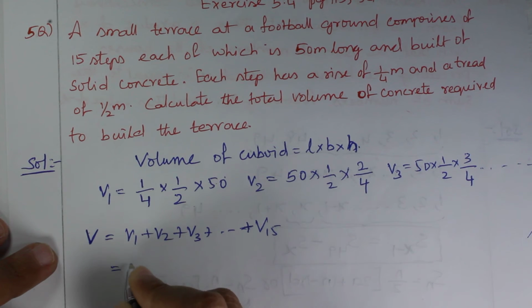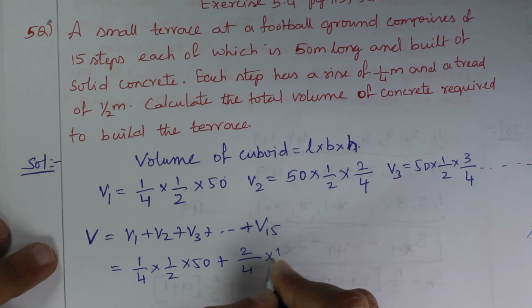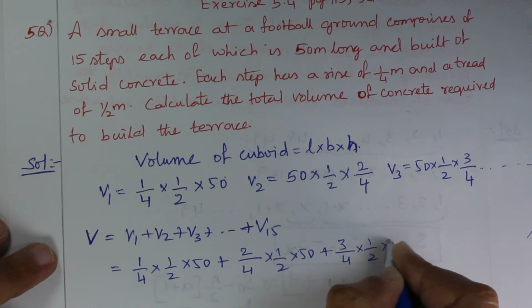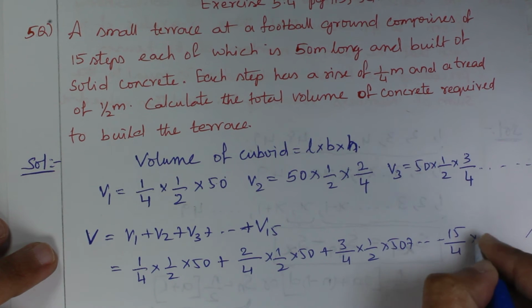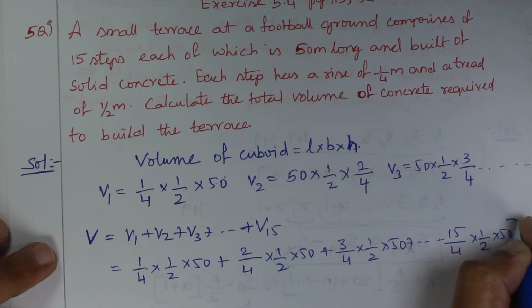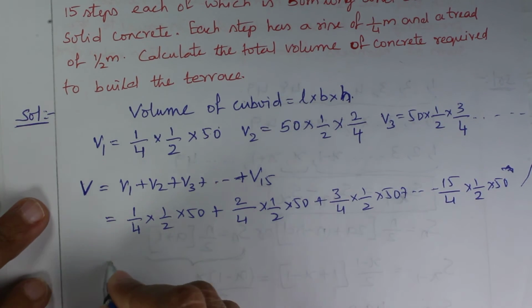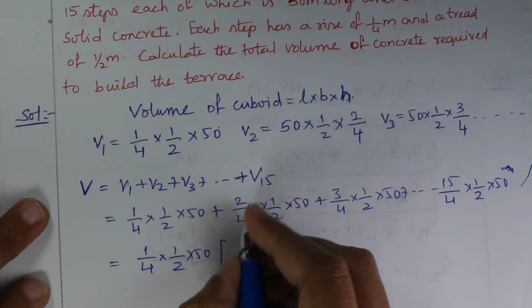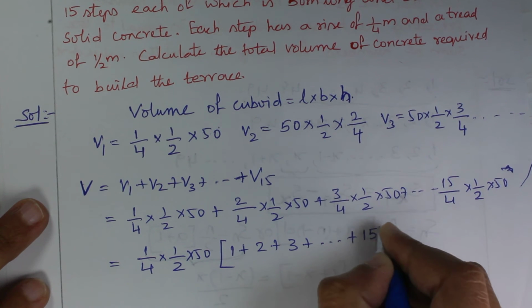So the volume becomes V is equal to 1/4 into half into 50 plus 2/4 into half into 50 plus 3/4 into half into 50 and so on till 15/4 into half into 50. So this is the volume. Now I'll take the common factor 1/4 into 1/2 into 50. Now it becomes 1 plus 2 plus 3 and so on till 15.